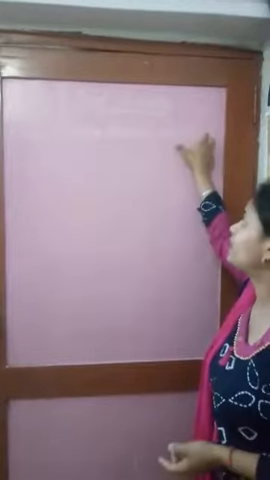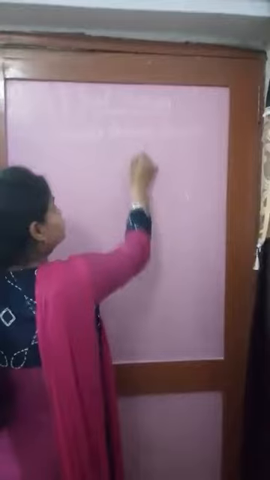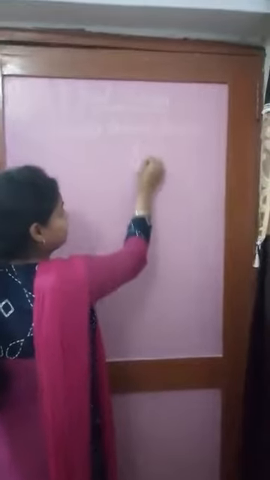Okay, let's start with this topic, Euclid's division lemma. This is your chapter's first topic. So what is a lemma? A lemma is a proven statement which is used to prove another statement. And why is it used? It is used to compute HCF.